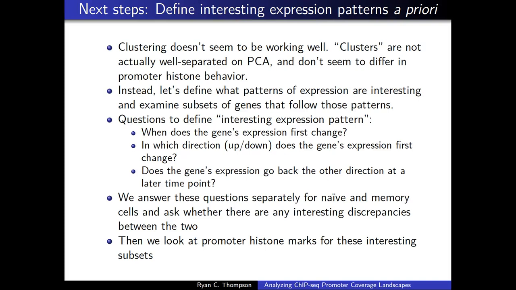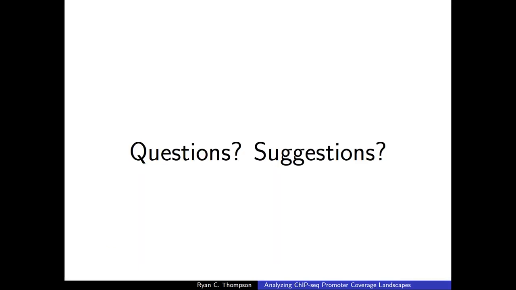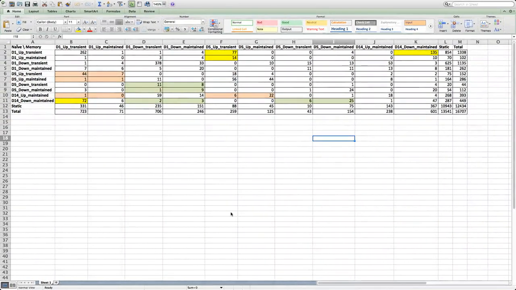And then once I've identified interesting subsets of those, I can go and look at how the histone marks are behaving in the promoters of those genes. I've just started on that, and over here I have a spreadsheet where I've classified genes. The total number of genes after filtering out unexpressed genes is 16.7 thousand.